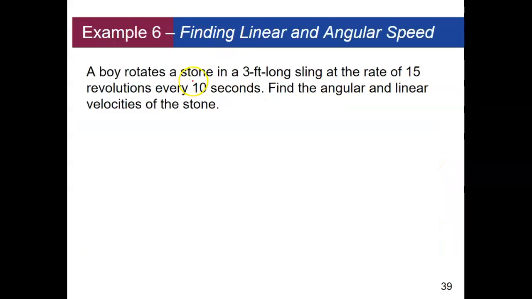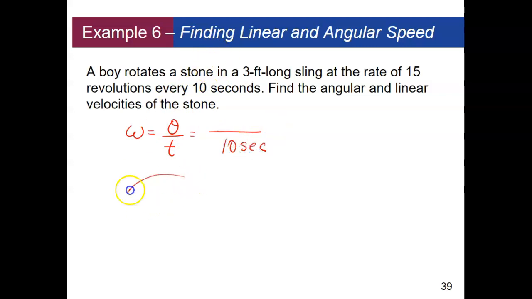So here we have a boy rotates a stone in a 3-foot long sling at the rate of 15 revolutions every 10 seconds. Find the angular and the linear velocities of the stone. So if we look at this, okay, we've got our angular speed is our theta divided by our time. So we know the time is pretty easy. The time is 10 seconds.